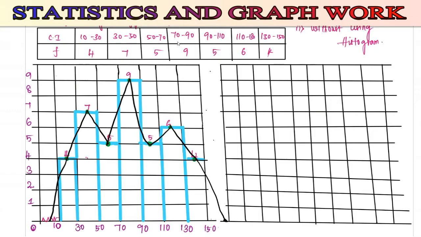Now without using histogram, how to find the values? Let me check. I'm going to mention here the intercept is 0, and this is 1, 2, 3, 4, 5, 6, 7, 8, 9, and here the values are 10, 30, 50, 70, 90, 110, 130, 150, and you can consider 160 also.